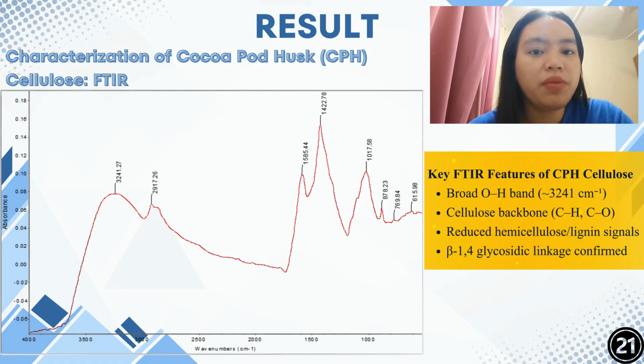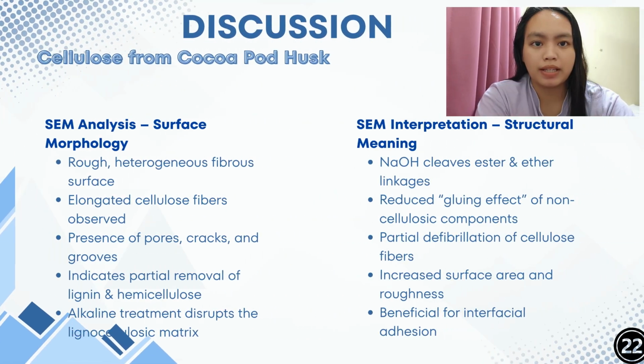Additionally, the band at 1,422 per centimeter indicates the preservation of the non-cellulose one crystalline structure, while strong peaks between 1,050 and 1,070 per centimeter correspond to CO stretching vibration in cellulose. Finally, the presence of the beta-glycosidic linkage peak at approximately 878 per centimeter confirms the characteristic of the beta-1,4 structure of cellulose.